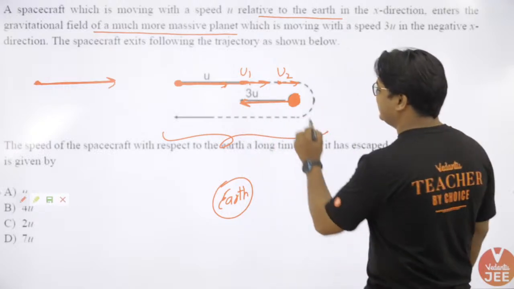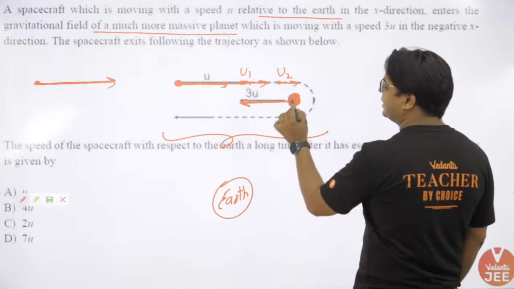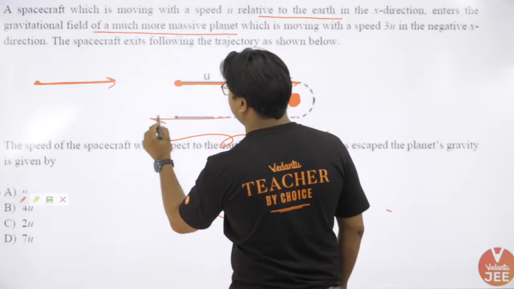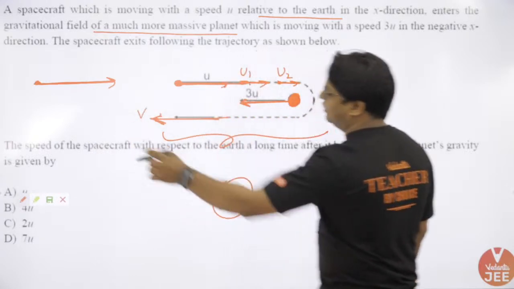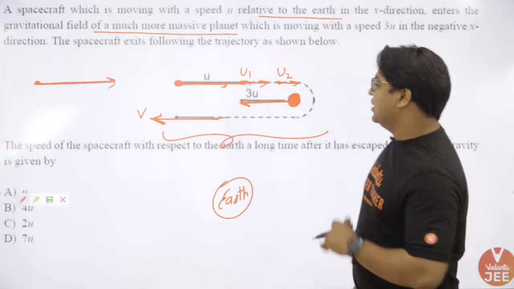Here, what we are saying is that this spacecraft doesn't crash, but because of the gravitational attraction of this planet, it turns and goes away, and we want to calculate the speed when it does so. When finally it goes away, we want to know with what speed it goes away. All right, so this is the question.